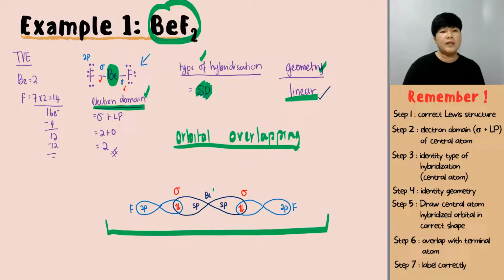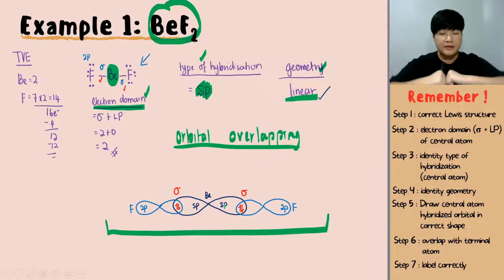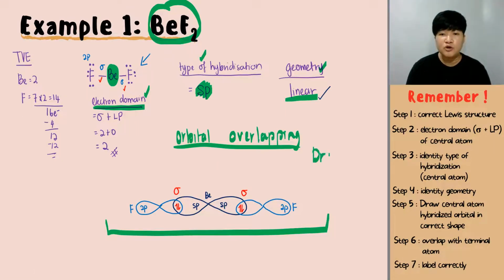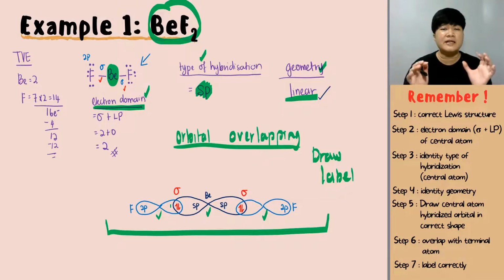So your orbital overlapping must be in the correct geometry, overlapping in the correct method. When it's an end-to-end overlapping, make sure it's an end-to-end overlapping. And last but not least, other than drawing your orbital overlapping, you must also label everything. When you are done drawing the central atom, you label the central atom. When you're done drawing the first sigma bond, you label the first sigma bond. When you're done drawing the second sigma bond, you label the second sigma bond. Then everything will be clear and simple.